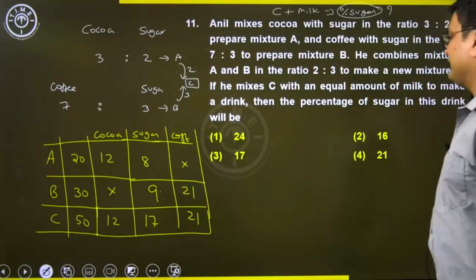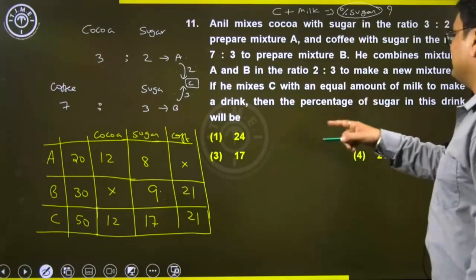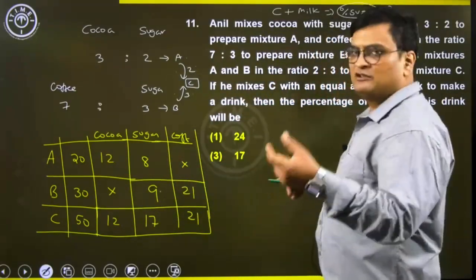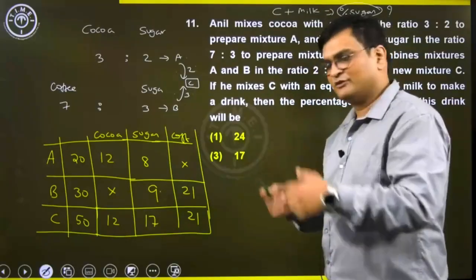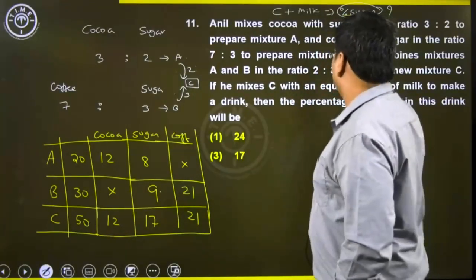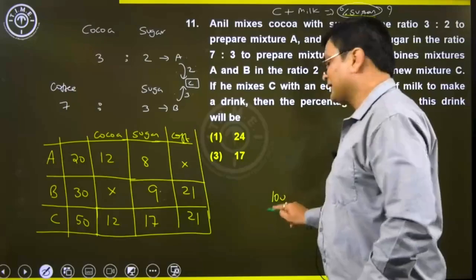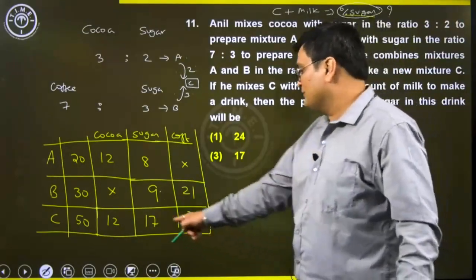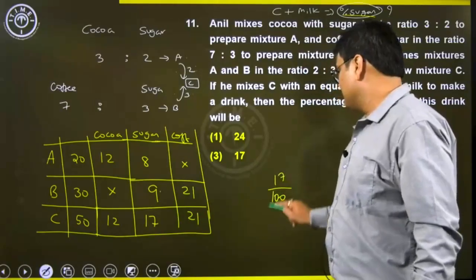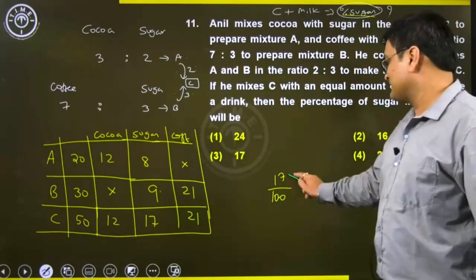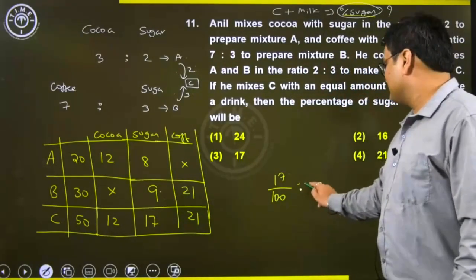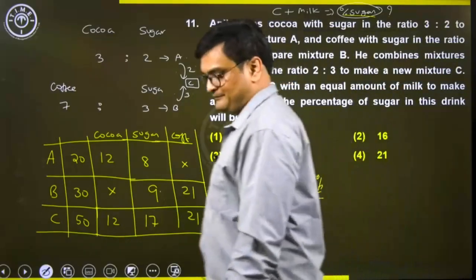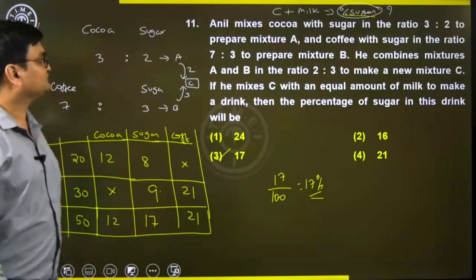And now what is he asking us? He is asking, if this 50 ml of mixture C is mixed with an equal quantity of milk, that means 50 ml, then overall I will have 100 ml of the resulting mixture. Out of that 100, how much is sugar? It is 17. So the percentage of sugar is 17 on 100, which is 17%. So option 3 is the correct answer.